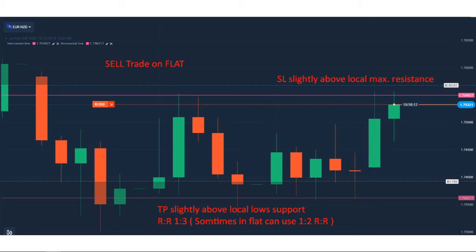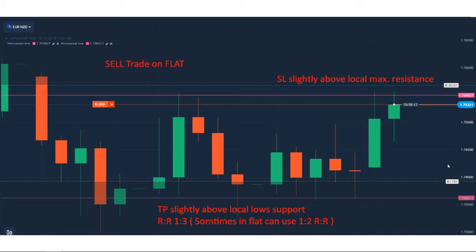Also, whenever we're working within a tight range or within a tight channel, you can also use a risk to reward ratio of 1 to 2. So if your stop loss is $50, your take profit can be $100. That would be a risk to reward ratio of 1 to 2.